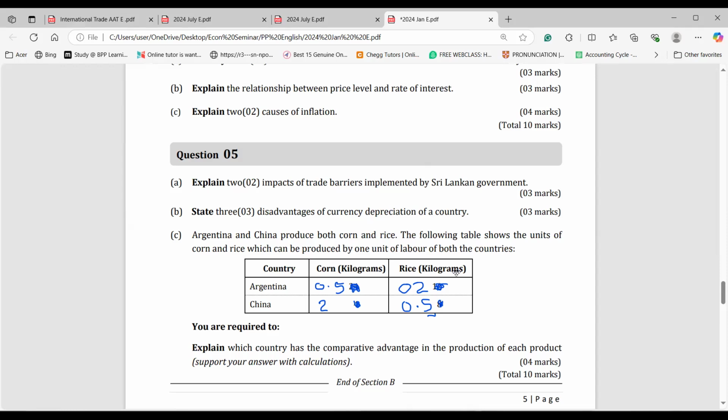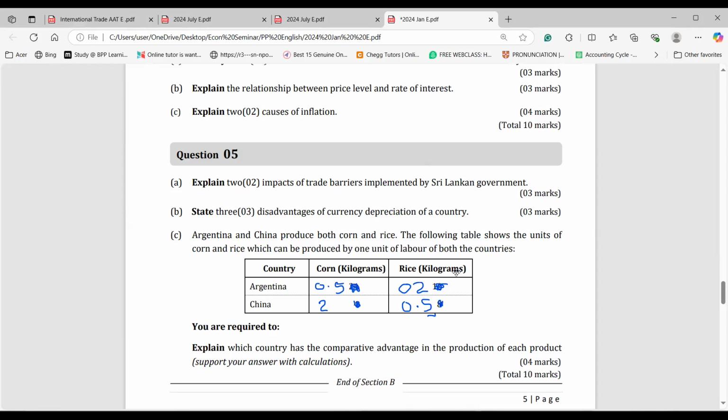Now, which country has the lowest opportunity cost for corn? Argentina. Which country has the lowest opportunity cost for rice? China. Now, that's easy. So we started by saying that only one country has absolute advantage. Argentina had absolute advantage in the production of both goods. China didn't. So under absolute advantage, China did not get involved in international trade in this example.